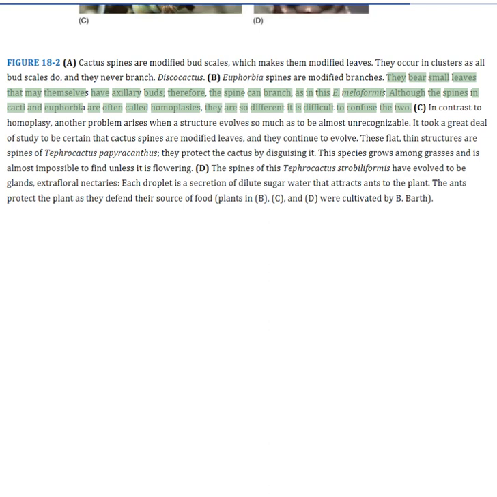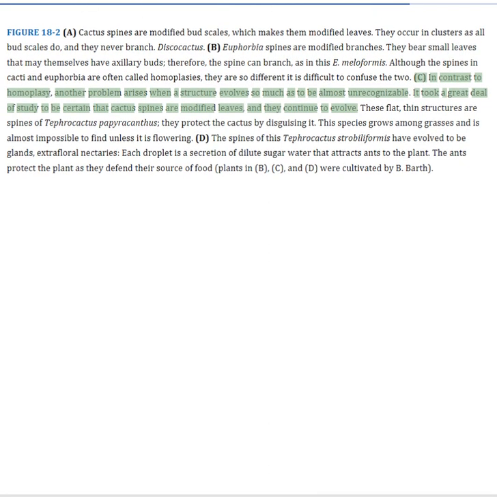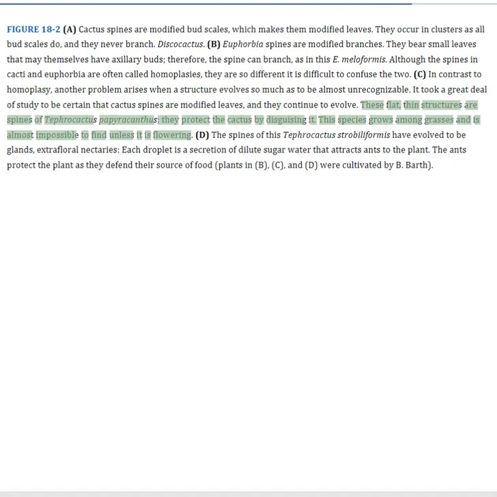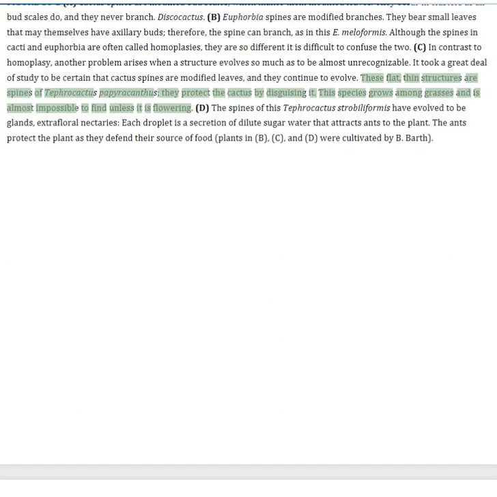In contrast to homoplasy, another problem arises when a structure evolves so much as to be almost unrecognizable. It took a great deal of study to be certain that cactus spines are modified leaves, and they continue to evolve. These flat, thin structures are spines of Tephrocactus papyracanthus. They protect the cactus by disguising it. This species grows among grasses and is almost impossible to find unless it is flowering.